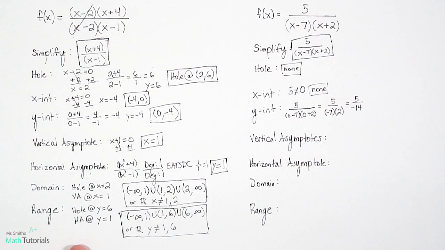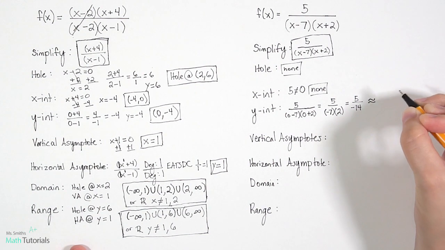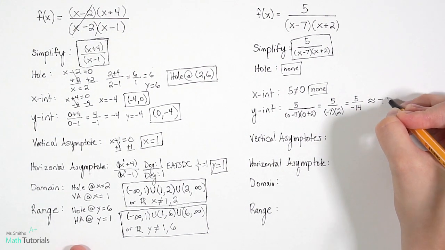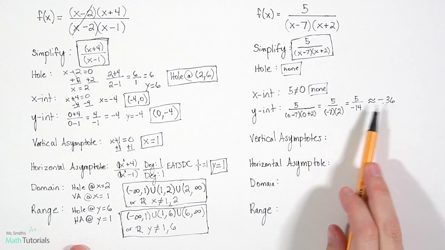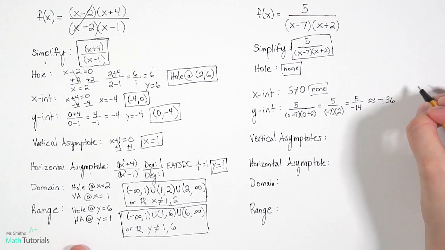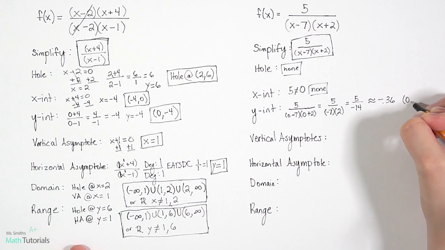We would ask ourselves, does that reduce? And it doesn't. We could approximate it to a decimal. 5 over negative 14 is approximately negative 0.36. Either way is fine. It doesn't matter which one you use. So we know that our y-intercept falls at (0, -5/14), and I'll just use the fraction version.